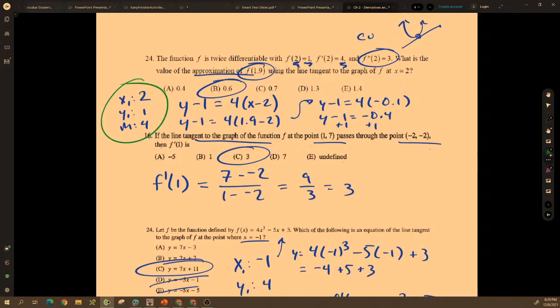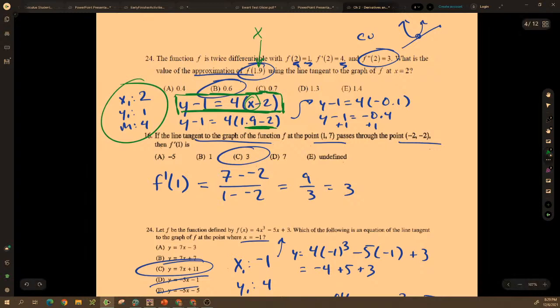And then we're going to put this into y minus y1 equals m times x minus x1. So this is kind of that tangent line. This is not the approximation, it's just the tangent line. And then we're going to plug in 1.9 for x. Not for x1, but for this x here. Right? And so we get y minus 1 equals 4 times 1.9 minus 2.